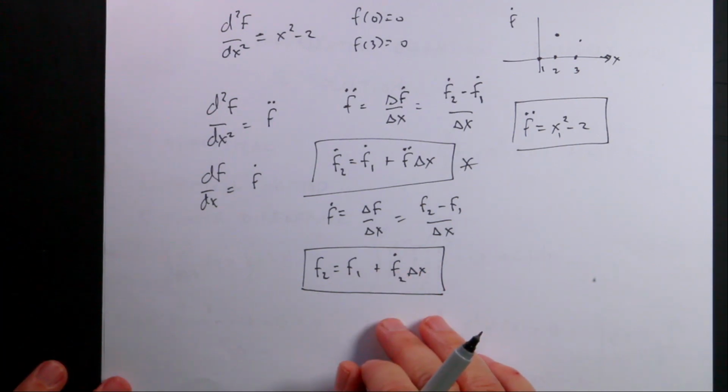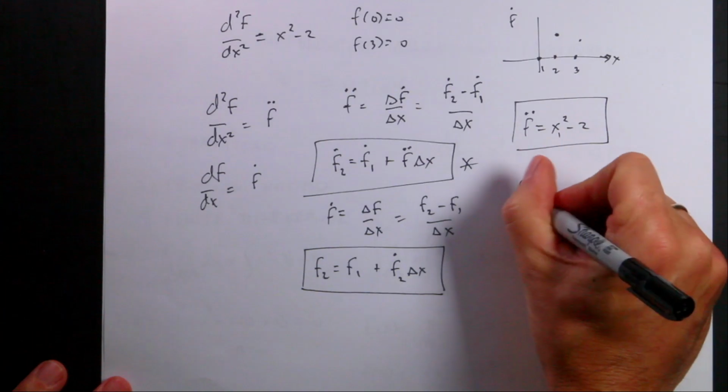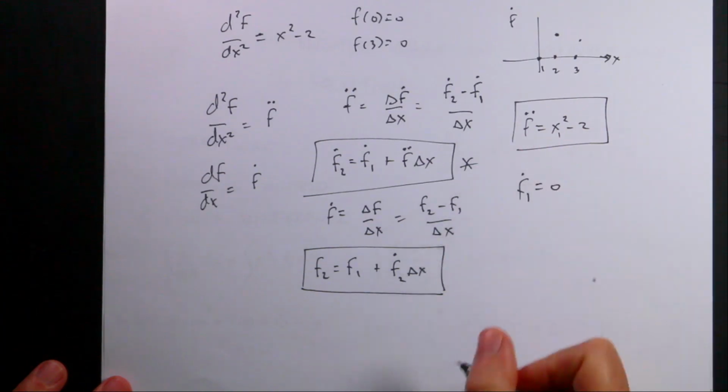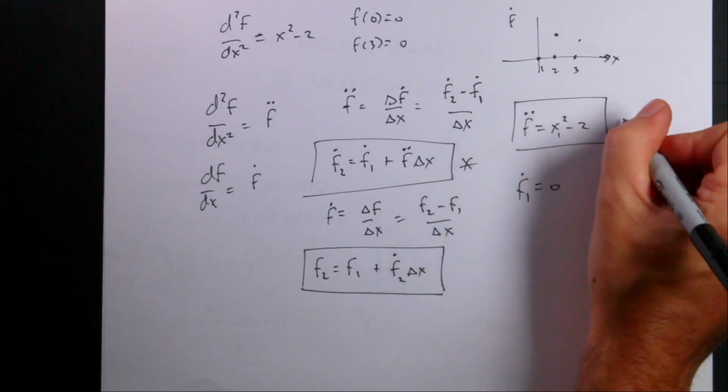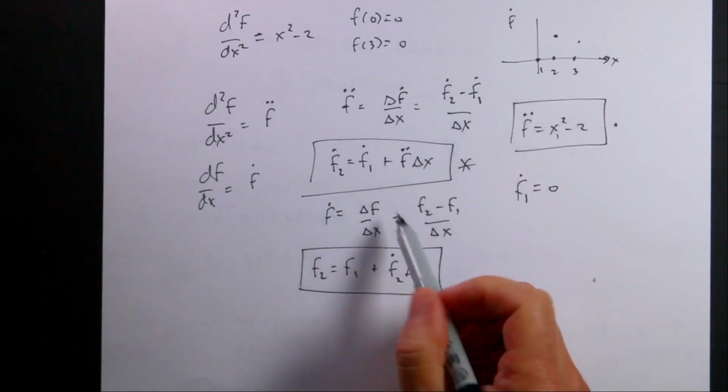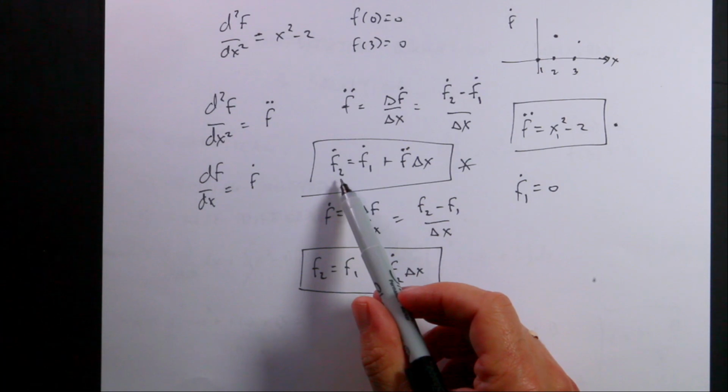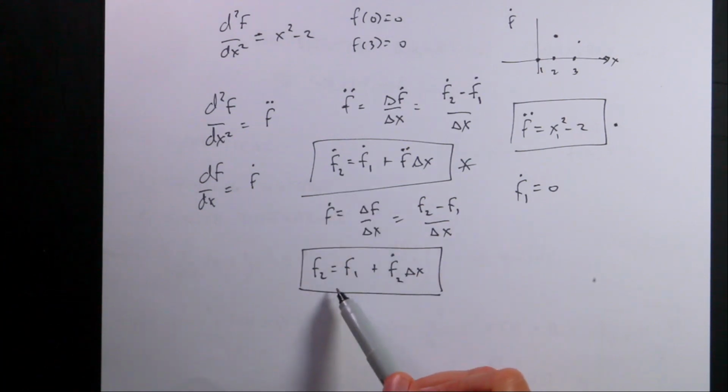So here's where we're going to do the shooting method. I'm going to say f1 dot equals 0. I don't know. Let's just pick it. Okay, so I'm going to, number 1, calculate f double dot. Number 2, use that to calculate the new f2 dot. Number 3, use that to calculate the new f. And let's see what happens.